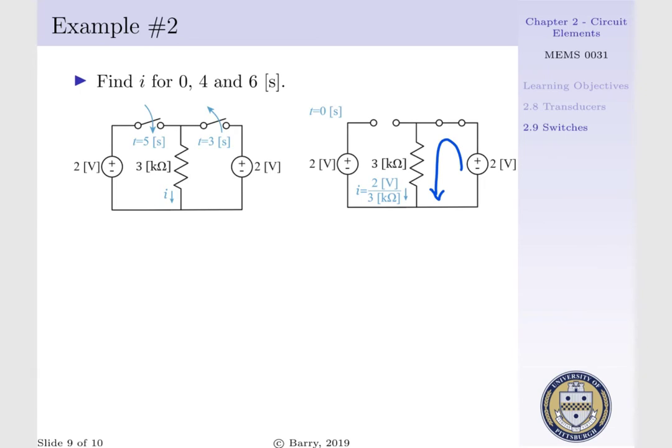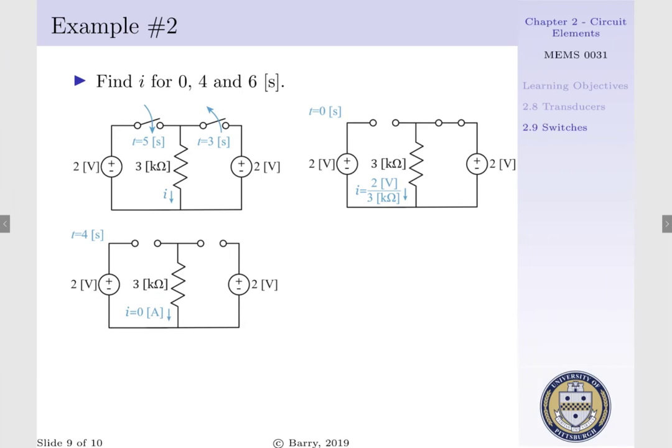Now considering the situation when time t is equal to 4 seconds, the switch on our left is open, and the switch on the right is open, such that there is no closed circuit, such that current cannot flow. That is, the current flowing through our 3 kilo ohm resistor is equal to 0 amps.